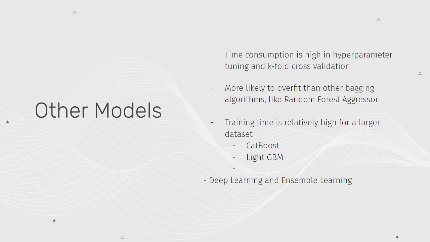We tried to experiment with a lot of other models, the details of which you can find in our report along with the relative performance of each of these models. But we found that the time consumption is extremely high for hyperparameter tuning and k-fold cross-validation in a lot of these other models. We also felt that they are more likely to overfit than other bagging algorithms like random forest regressor. And the training time was relatively high for models such as CatBoost and LightGBM.